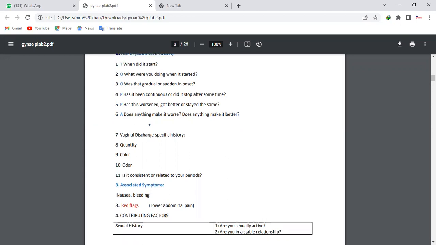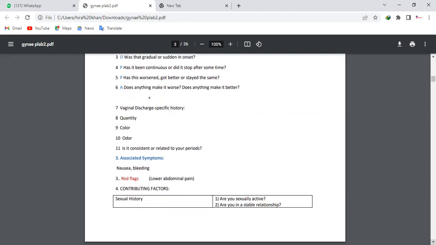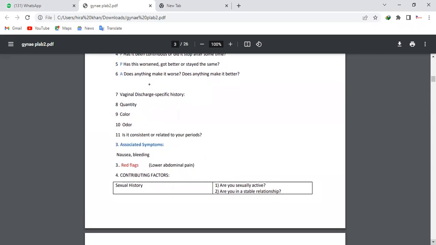Up till now, you have asked all the questions related to the discharge, like when did it start, how did it start, what is the color of it, what is the odor of it, and the associated symptoms like nausea, vomiting, bleeding, and lower abdominal pain. And then at that point you must know that there is something problematic with the female.